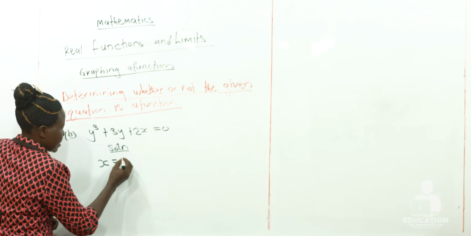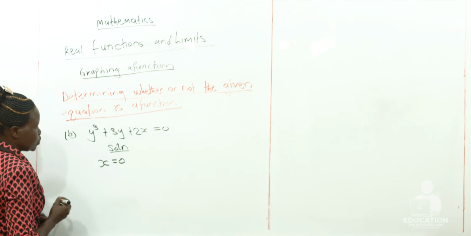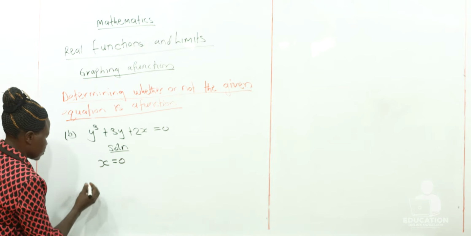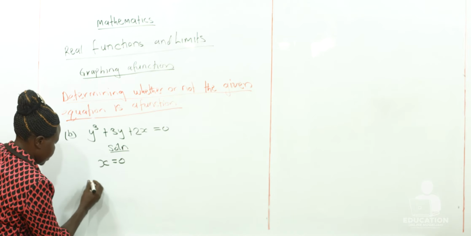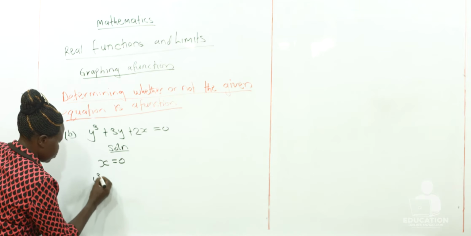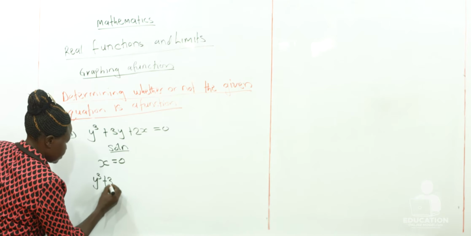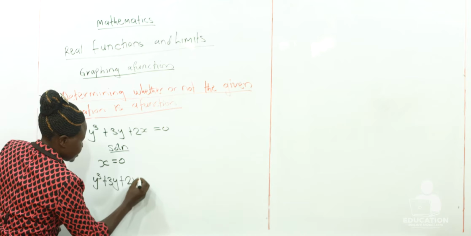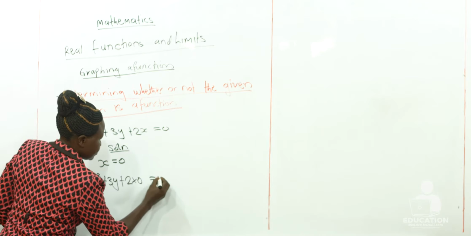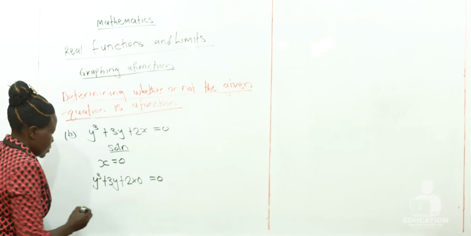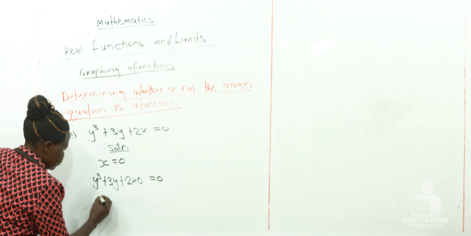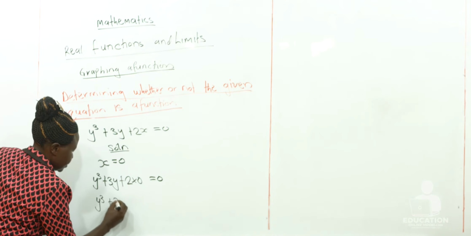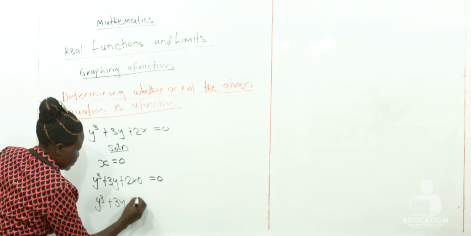So mathematically we equate x to 0, and let us see what will happen. We say y cube plus 3y plus 2 times 0 equals 0. So this will give us y cube plus 3y equals 0.